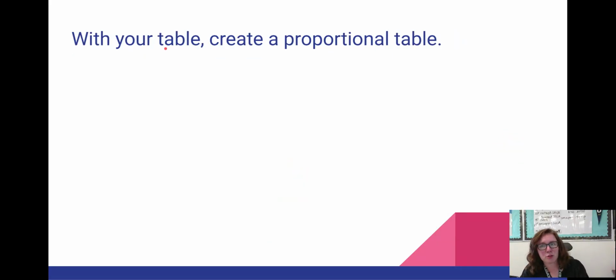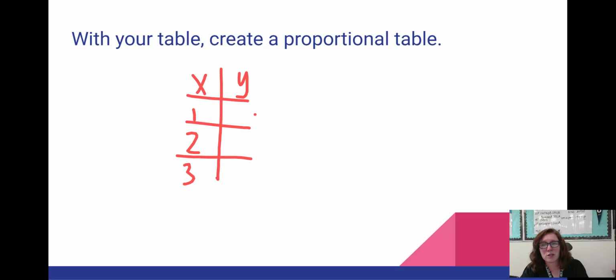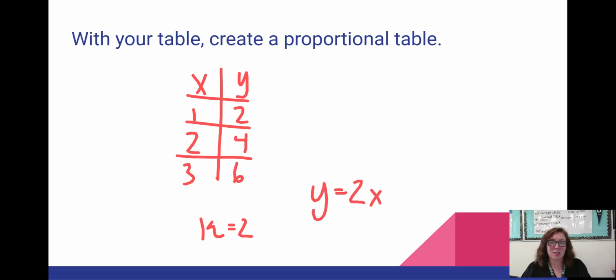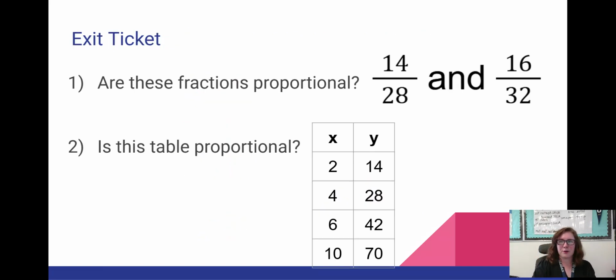Now create a proportional table. Again, it might feel challenging. It's not. Let's just do 1, 2, 3. And we can choose what to multiply by. Let's multiply by 2. 1 times 2 is 2. 2 times 2 is 4. 3 times 2 is 6. Boom, proportional table. Because we chose the number 2 to be the thing we multiply by, that's k, our constant of proportionality, and that's the number we put into the equation. Y equals 2, because we chose 2 to multiply by, with an x next to it.